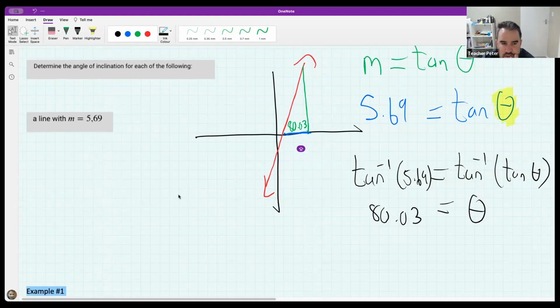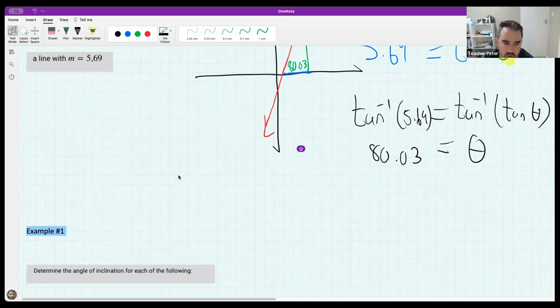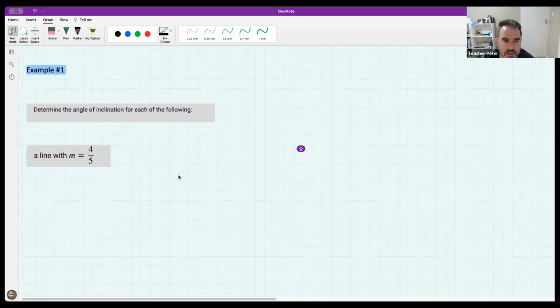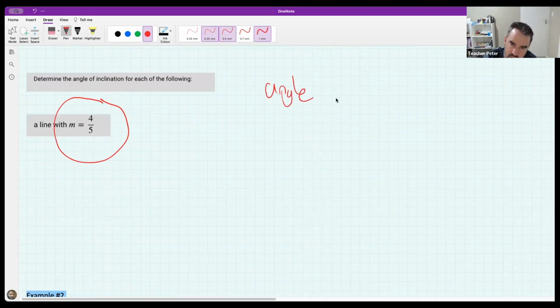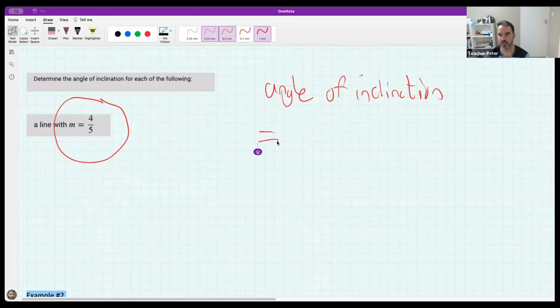All right. I'm assuming that there are no further questions, so I'm going to keep going with another example. Determine the angle of inclination for a line with the gradient 4/5. I'm not even going to do a drawing for you this time. I want you to just tell me, what is the angle of inclination? You work that out, you tell me. We don't even need a drawing for this. I will give you the formula if you like.